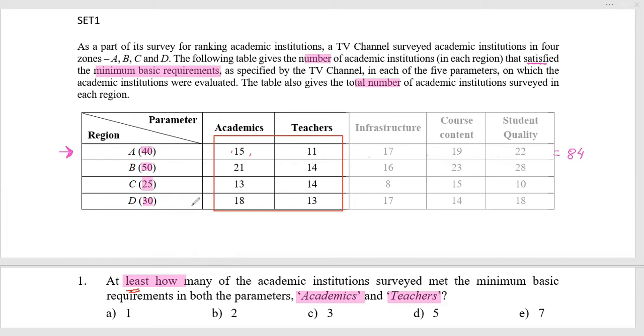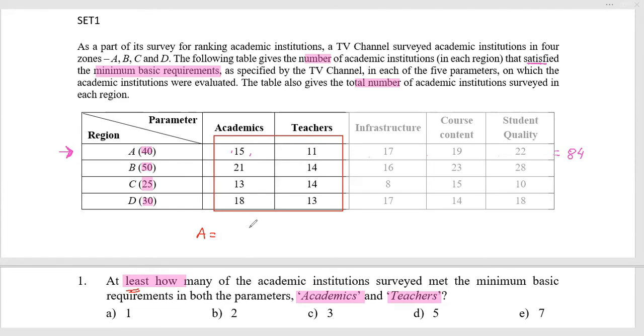First region, region A. Whenever I am considering region A, there are 40 institutions, or as per our example, 40 students present. And 15 students received academics chocolate, 11 students received teachers chocolate. Now these two taken together would be 26, but there are a total of 40 students. So if I am interested in not giving anyone both types of chocolate, it is highly possible.